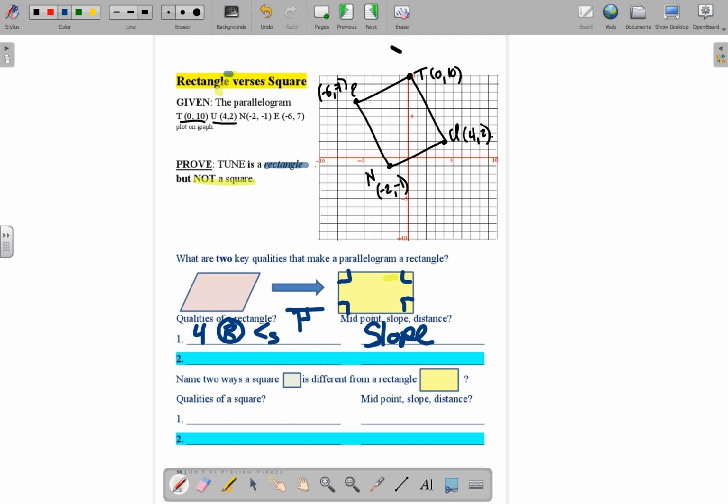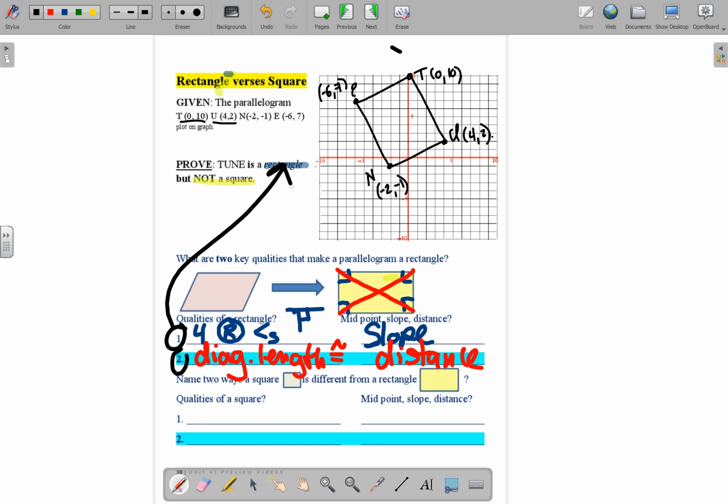And then what else makes a rectangle unique is the fact that the diagonal lengths, if you draw them in, are congruent. And if I want to show that, that's a distance concept. So I'm going to have to use one of these two to prove the positive.